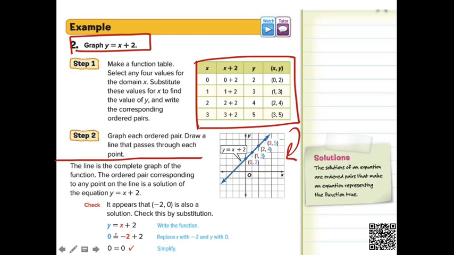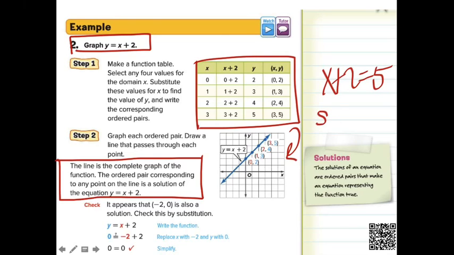Because the important part is what's written in this box right here. It says the line is the complete graph of the function. The ordered pair corresponding to any point on the line is a solution of the equation y equals x plus 2. Up to this point, when you heard the word solution, it meant that when you had an equation, you solved it and got a number for the variable. If you had x plus 2 equals 5, the solution was x equals 3, because the only option was for x to be 3. Once in a while you had many or none, special cases, but usually you had to find the missing variable.